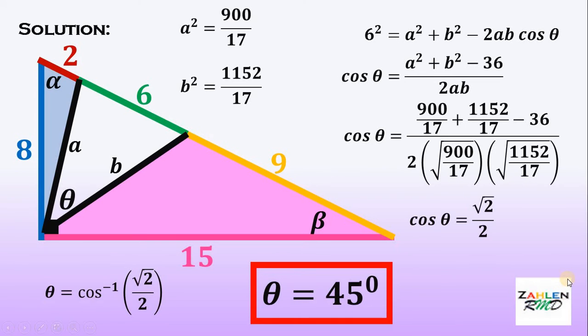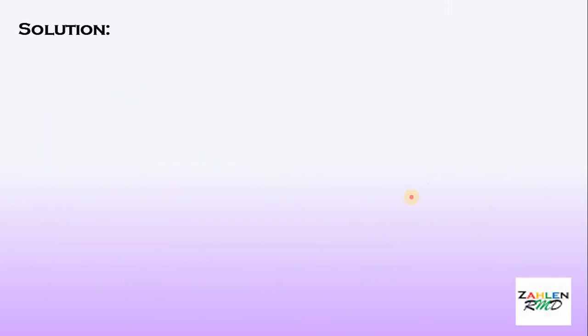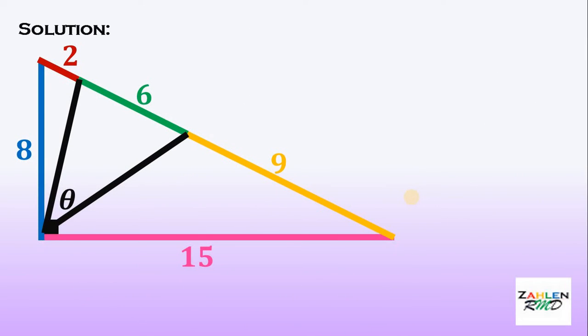Now, I told you, this solution is quite long. Now, let's start our second solution. This is by using pure geometry. So, first thing to do, let this angle be equal to alpha. And we know, in a right triangle, the two acute angles are complementary. Therefore, the other angle is simply 90 minus alpha.